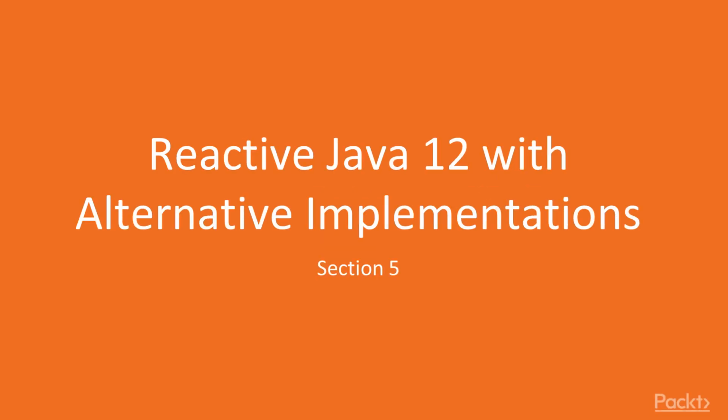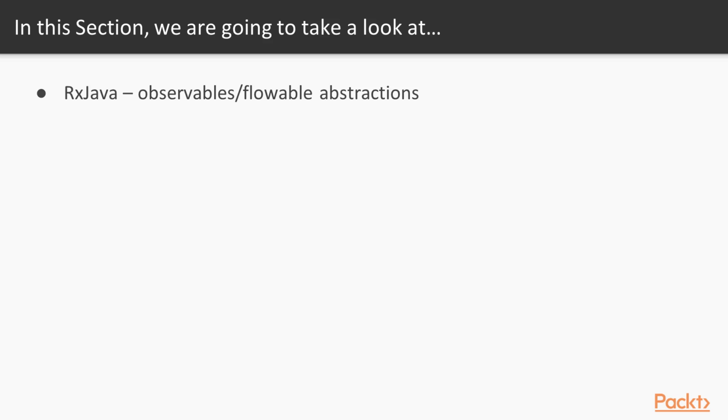Welcome to the fifth section of our course. In this section, we will see Reactive Java 12 with an alternative implementation. Firstly, we'll focus on RxJava. We'll be looking at the observable and flowable abstractions, and we'll compare them and see when we should use which. Next, we'll be using advanced operations on RxJava, and we'll focus on the flatMap operation.